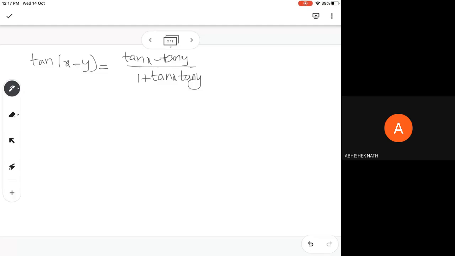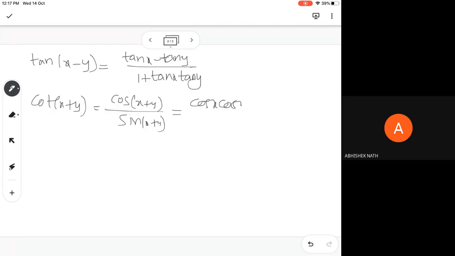So the next thing is cot x plus y. If you want to prove it with the same pattern, you can write this as cos x plus y by sin x plus y. So cos x plus y is equal to cos x cos y minus sin x sin y, divided by sin x plus y, which is sin x cos y plus cos x sin y.